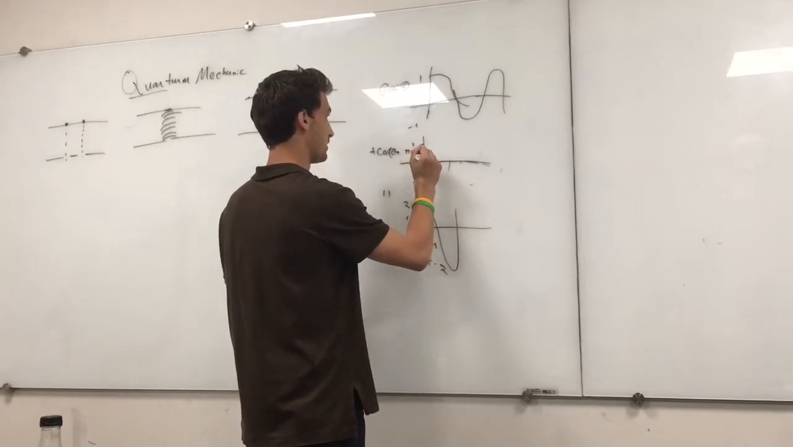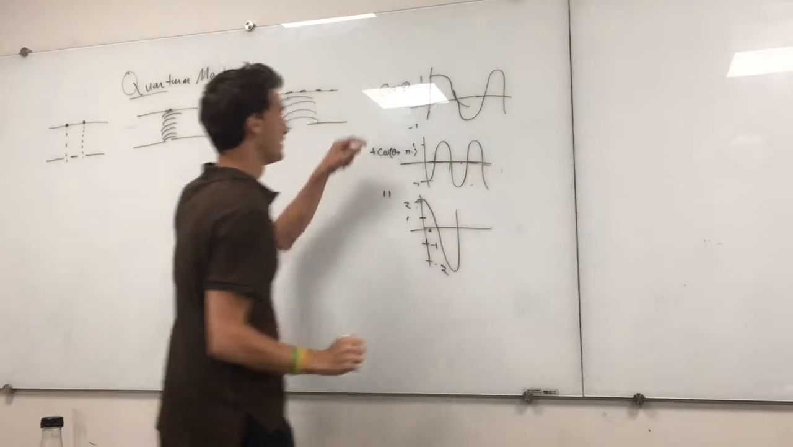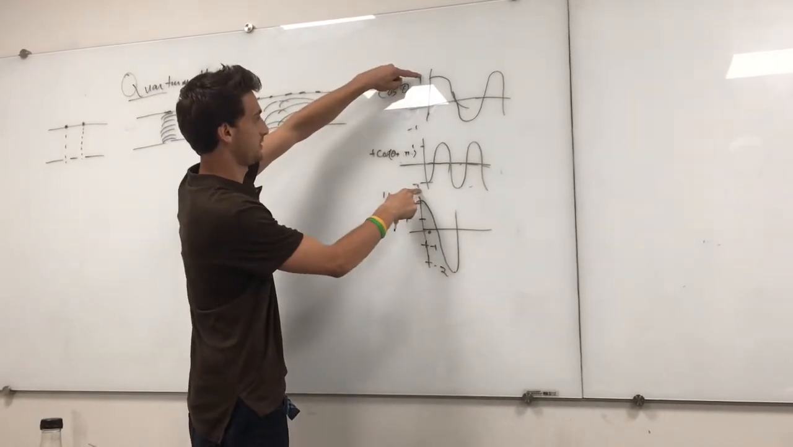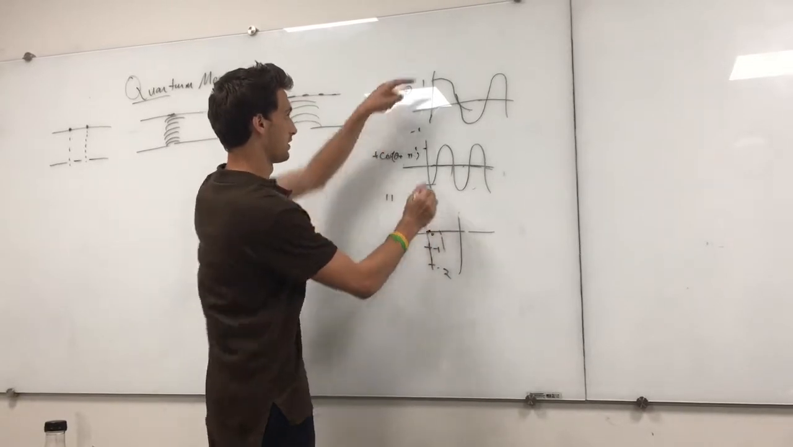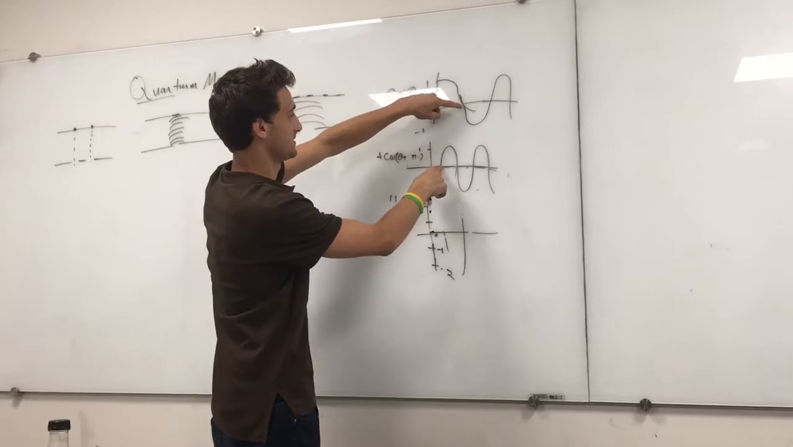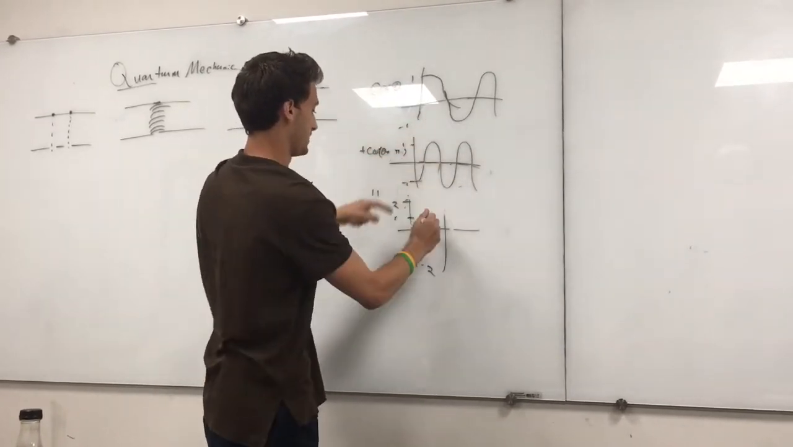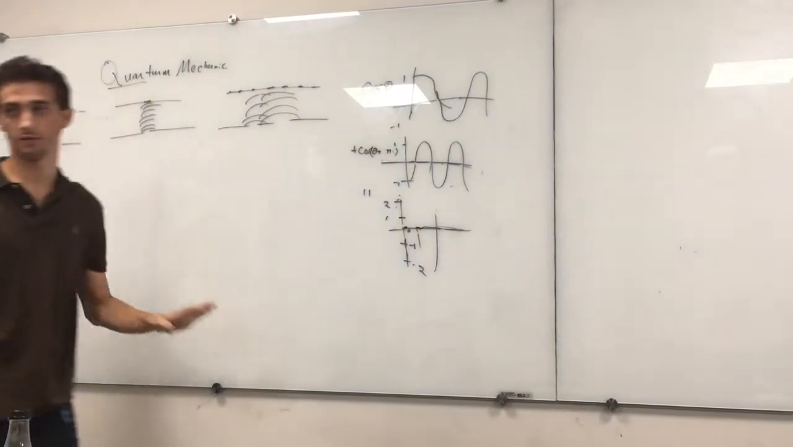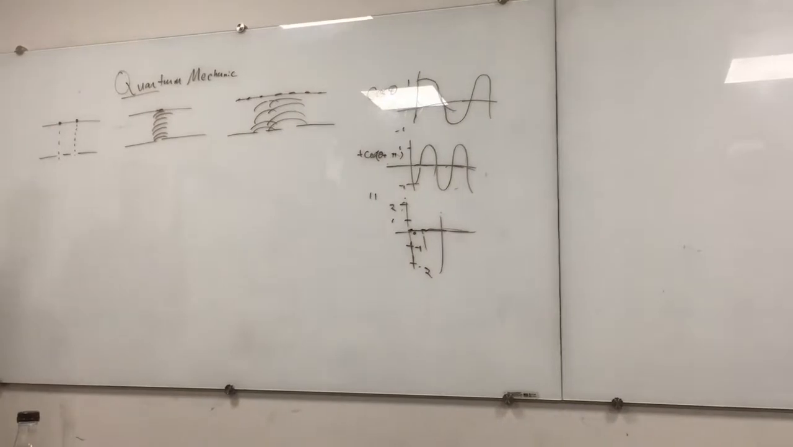Now when we add the two waves, -1 and 1, that's 0. This is the same point, so 0 + 0 is 0. 1 + -1 is 0. So pretty much it's just 0 everywhere. So this is destructive interference.